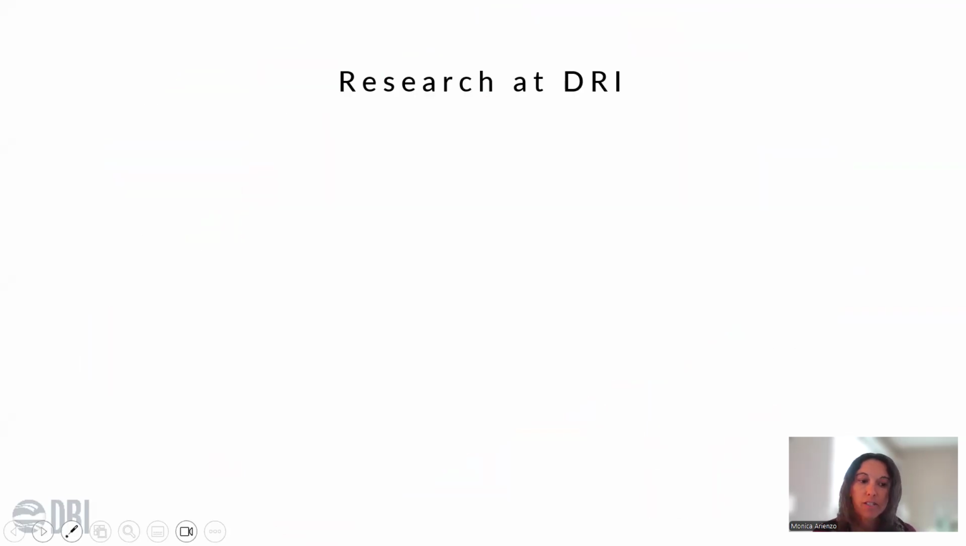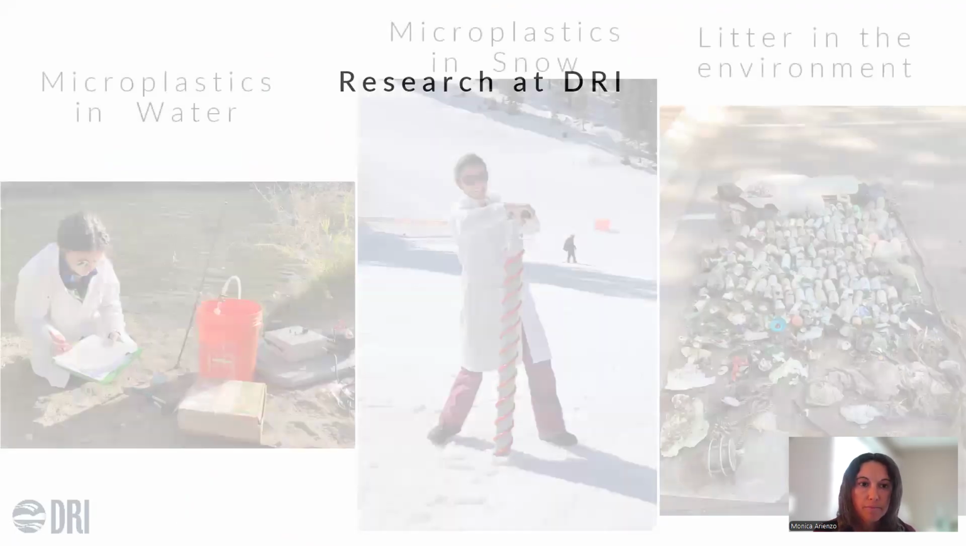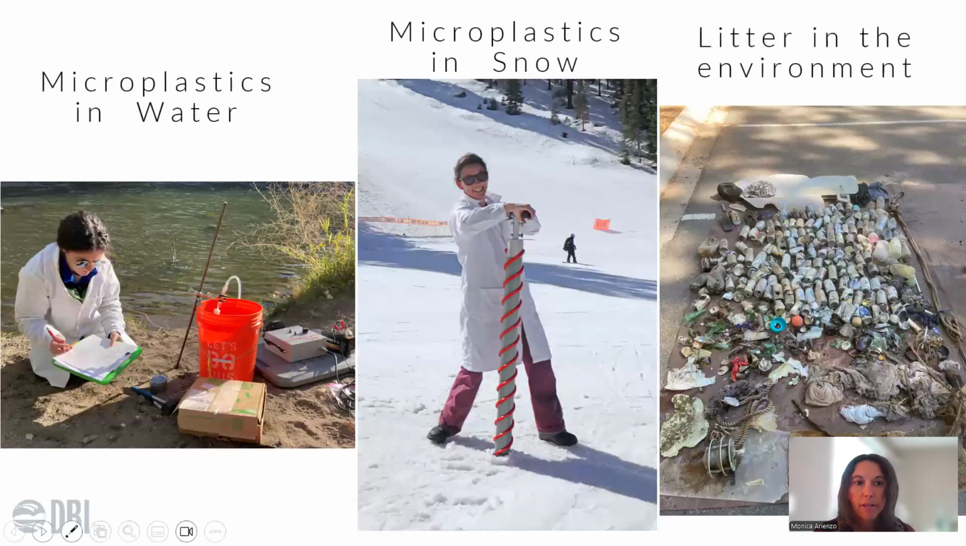So now I'm going to transition and talk a little bit about the research that my group has been doing. In my group at DRI, we look at microplastics in water, and this is a photo here of a former master's student, Hannah, sampling along the Truckee River to look for microplastics in our water. We also look for microplastics in snow. And so this is a photo of me sampling at a ski resort where we are looking to see if there are microplastics in the snow at the ski resort.